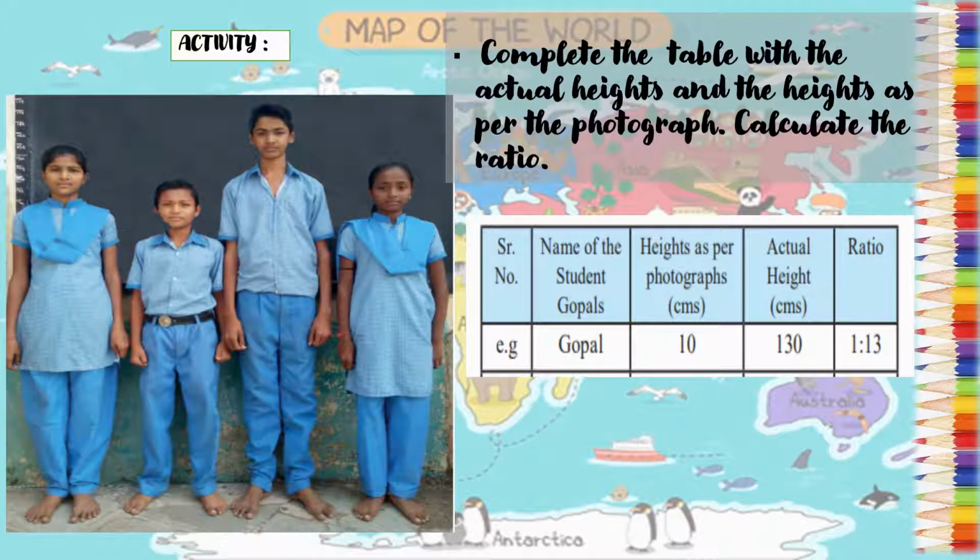Now, for example, the ratio of Gopal's height has been calculated and shown below. Complete the table with the actual height and height as per the photograph. So, after completing the table, you must have realized the difference between the actual heights and the height in the photograph. You must have also realized that in the photograph, everyone's height has decreased in the same proportion. The same principle is applicable in the case of a map scale.